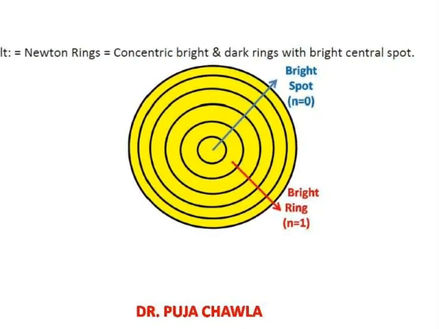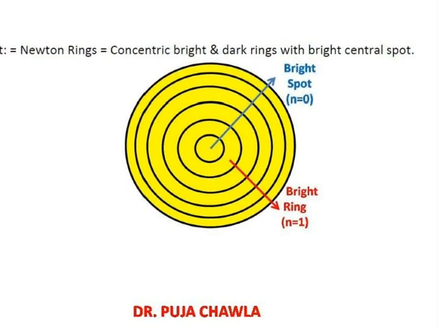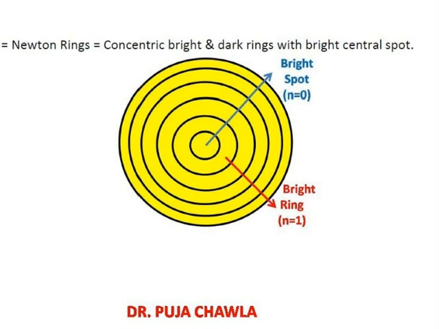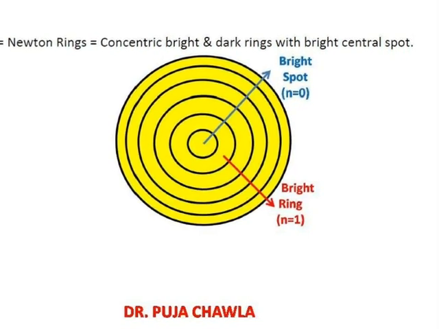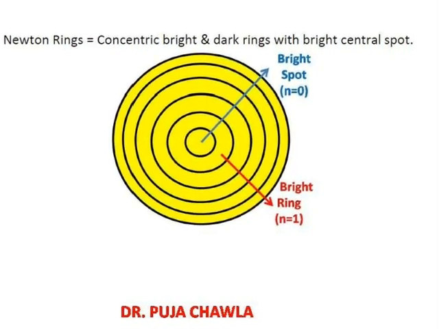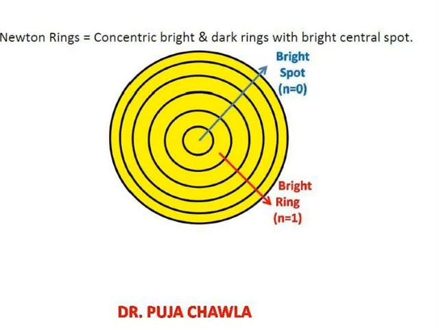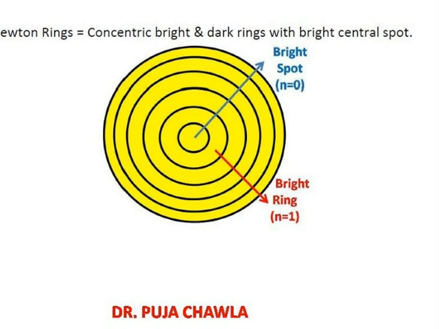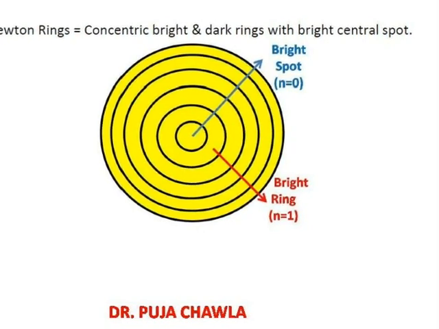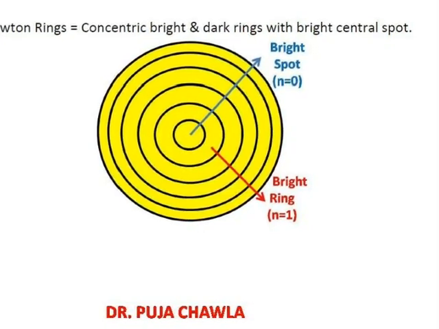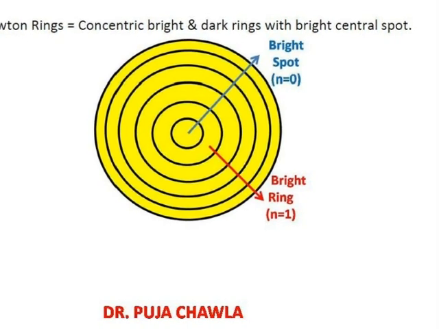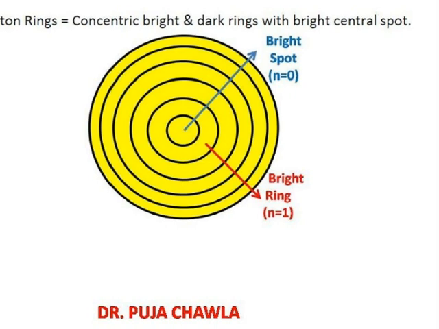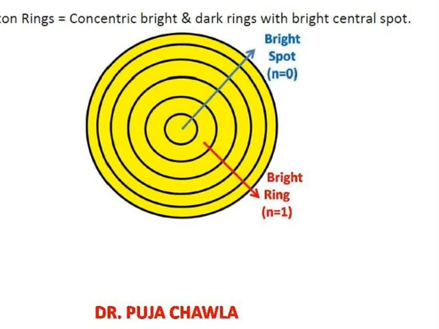So what kind of fringes are obtained? Concentric circles, bright and dark circles with the central spot as a bright spot. So the result is that the central spot is a bright spot with alternate bright and dark rings. So this was the topic of Newton rings produced in case of transmitted system of light.